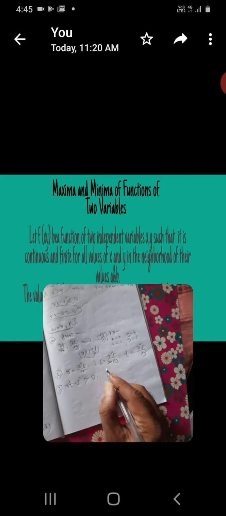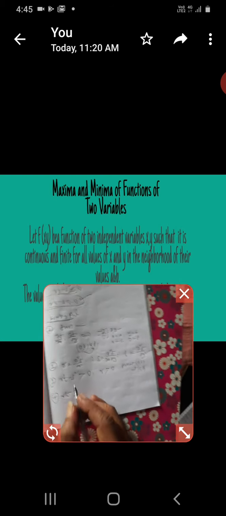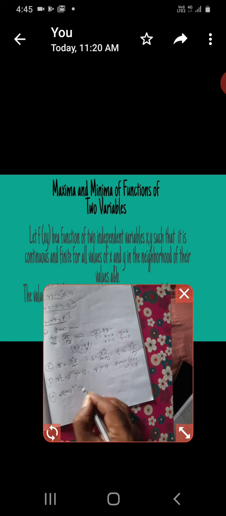Now third step: first, rt minus s square greater than 0, right? Now r greater than 0, when both are positive, then it is minimum at the point (a, b) or at the point (c, d). Any points we can enter here. Now fourth case: rt minus s square greater than 0 and r less than 0 is maximum at the point (a, b) or (c, d). Whichever results we get, at these two, three or four points.